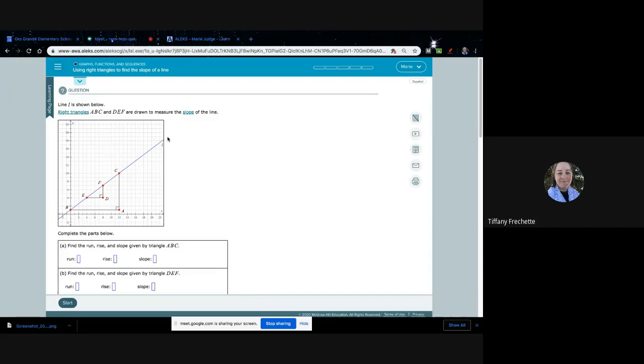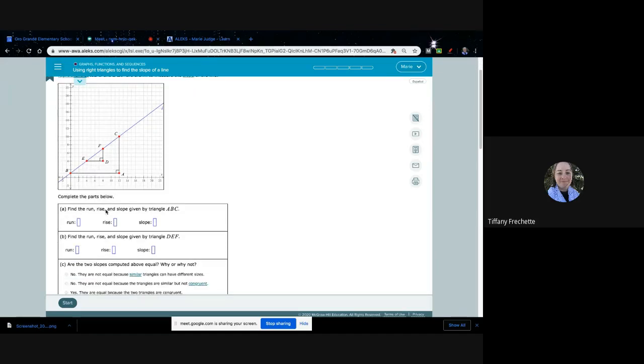So if we have a line and we draw two right triangles, we have to make sure they have a 90-degree corner on them. That's one of the big ones. So we're going to find rise and run and the slope given by triangle ABC. First, run is just how far left or right you go. In this case, we go 1, 2, 3, 4 to the right. And then rise, we go 1, 2, 3. So the slope is rise over run, because that's our basic idea for slope. So we'd have 3 over 4 for our fraction.